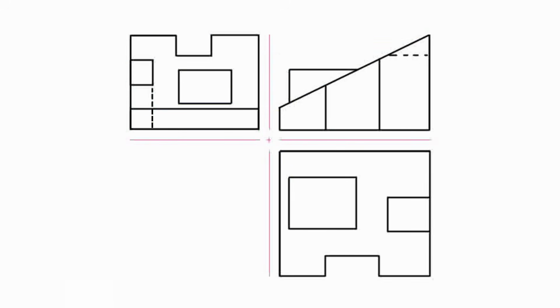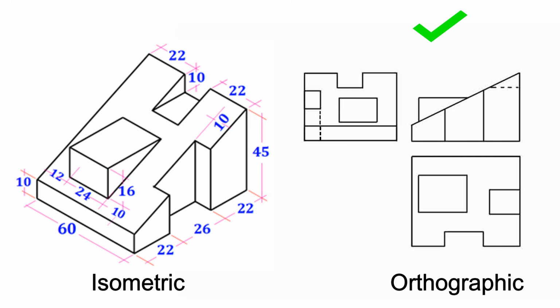Now our problem is complete. We have successfully drawn all three orthographic views from the given isometric drawing using the first angle projection system. I hope this tutorial helped you understand how to convert an isometric drawing into orthographic views using first angle projection.